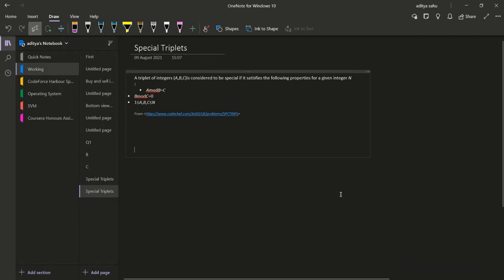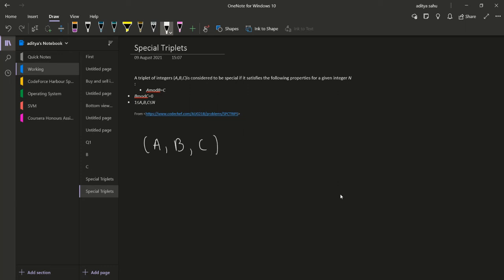So let's first make some sense out of these constraints. We need to find, for some given n, what all triplets exist which follow these two criteria, right? Let's first look at the second criterion. It says that b mod c is equal to 0, implying that b is nothing but some multiple of c. So this is the first observation that we have here.